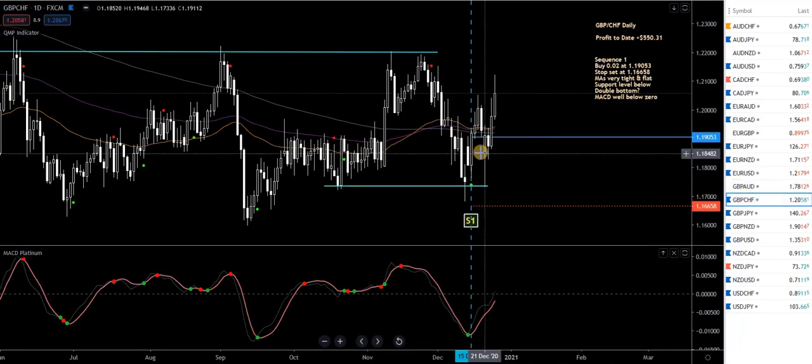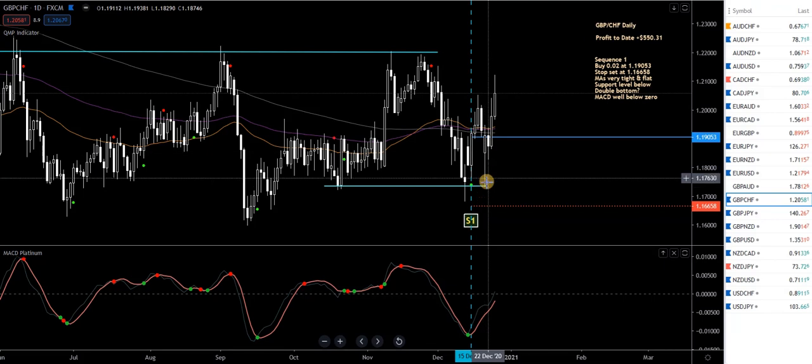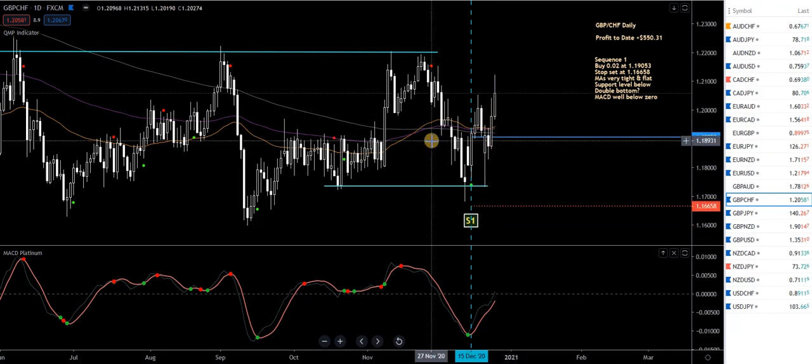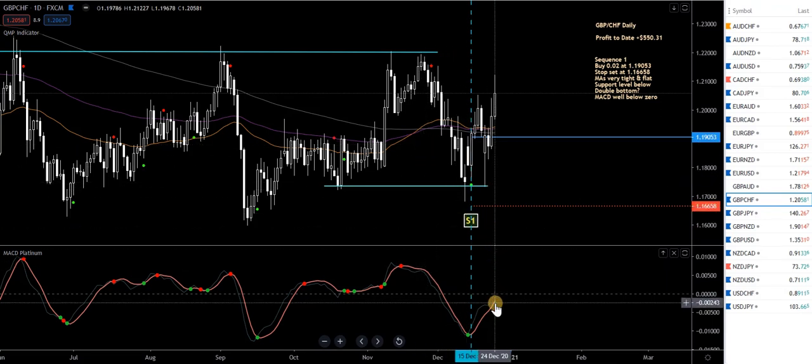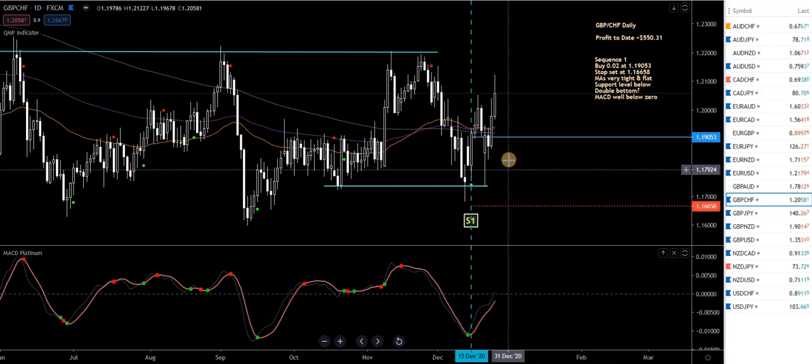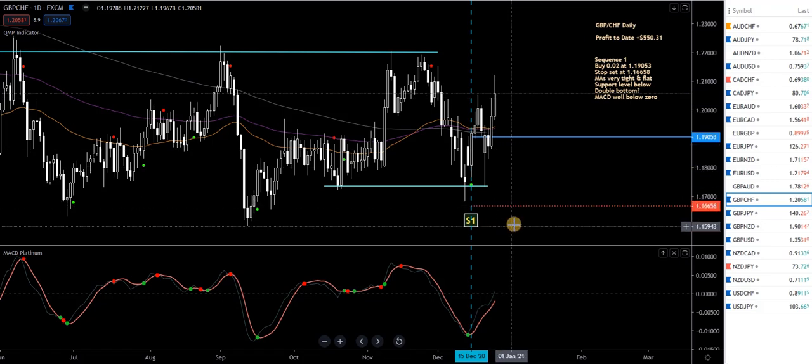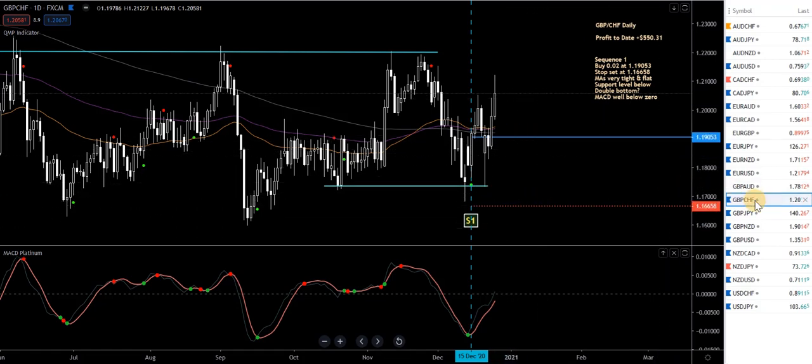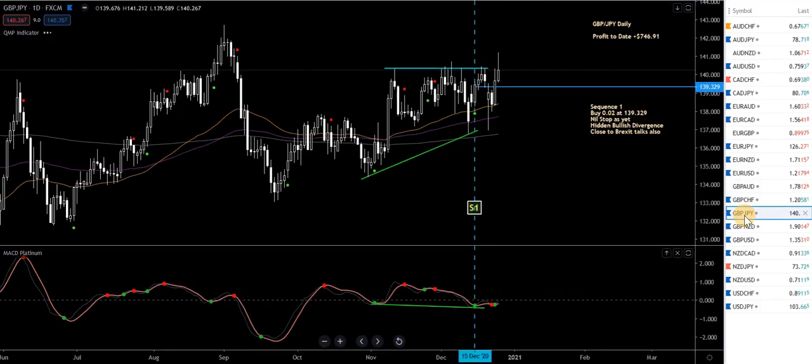Pound Swiss in a buy in here, went against me, didn't hit my stop. Now it's popped up nicely last couple of days, and the MACD Platinum's getting closer to the zero level, where then I'll consider closing half, bringing my stop up tighter. So it's a Pound Swiss in a buy, heading in the right direction.